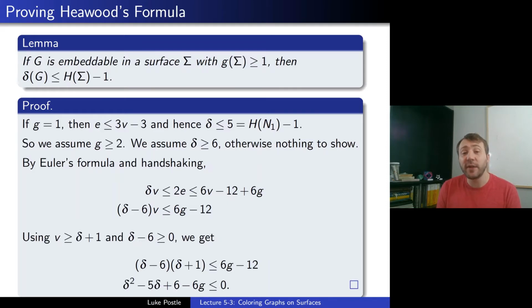Well, this is where we use two things. That delta minus 6 is non-negative, and that v is at least delta plus 1. The number of vertices in the graph has to be at least the minimum degree plus 1. So if we combine those two, that left side is at least delta minus 6 times delta plus 1, which, if we expand and rearrange, becomes delta squared minus 5 delta plus 6 minus 6g is at most 0. And then if you solve for the roots of this quadratic equation, the larger root you get is exactly the Heawood number minus 1, which then establishes the bound.